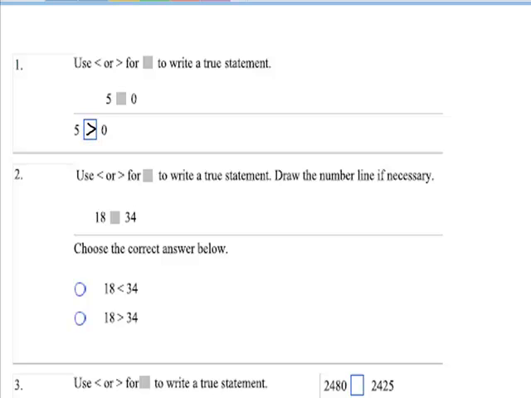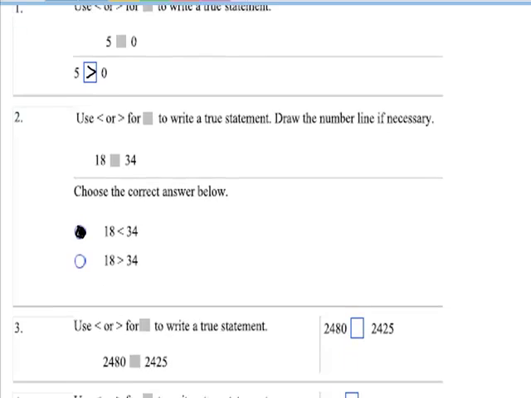You should find the symbols on the left side of your MyMathLab activities in what is called the tool palette. There are also less than and greater than symbols on your keyboard as well. All right, next statement, 18 compared to 34. 18 is smaller than 34. On this one, they let me use a multiple choice, so I get to pick the one that is true.